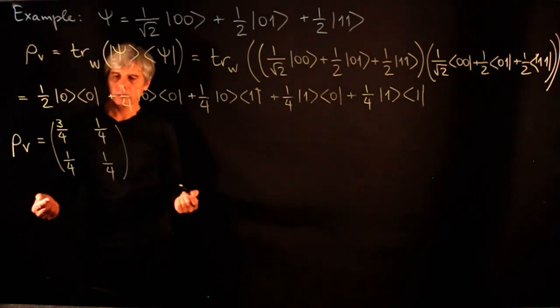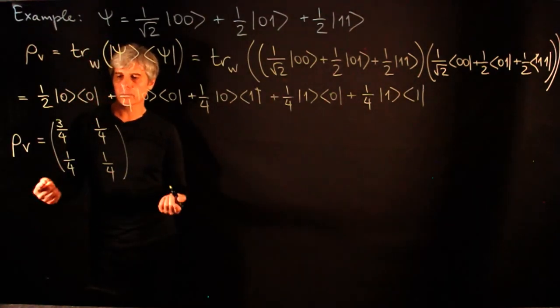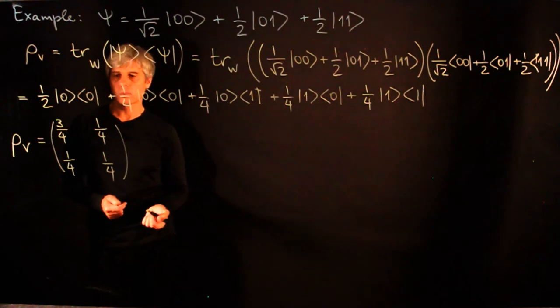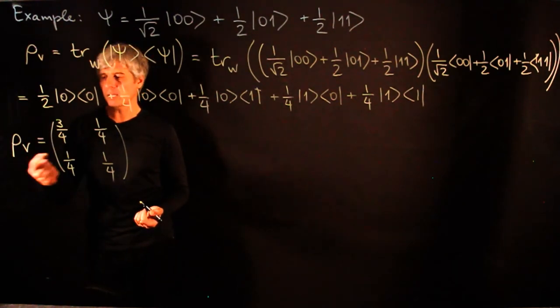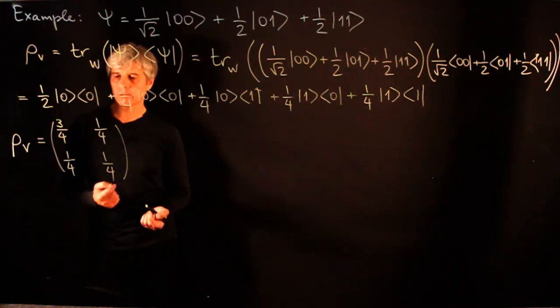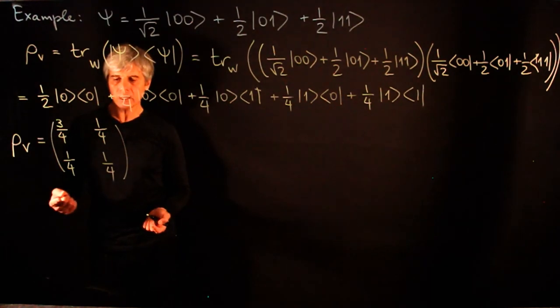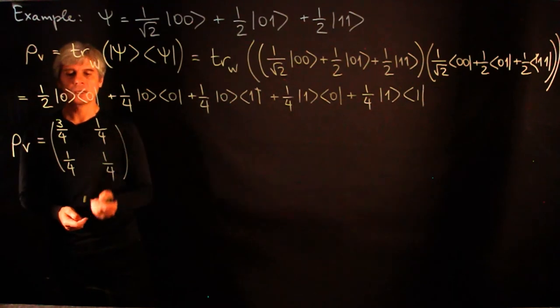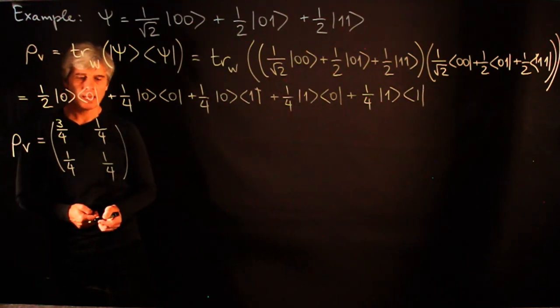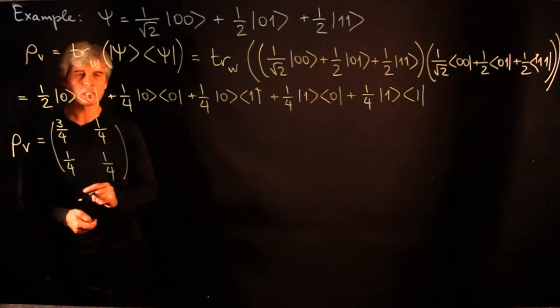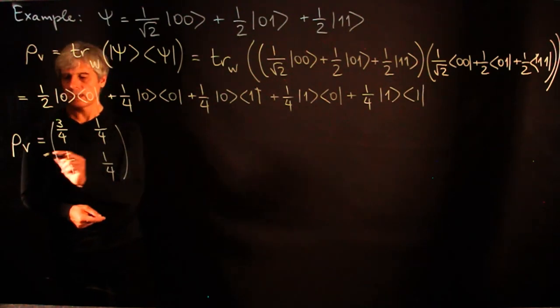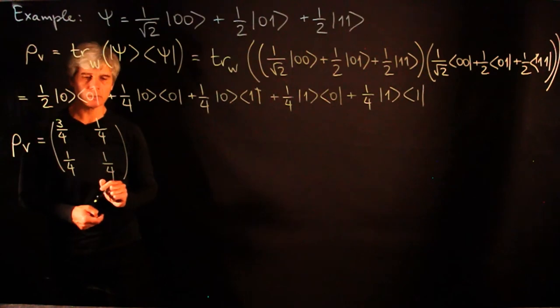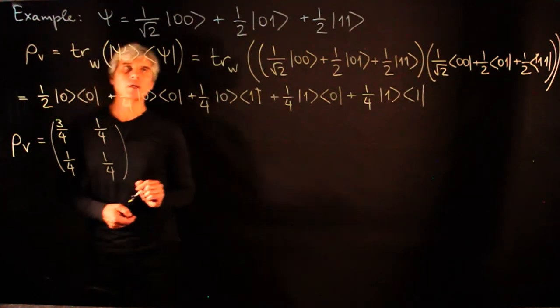Now, let us check consistency. What we know is that this matrix must be self-adjoint. And for real matrices, self-adjoint means symmetric. And indeed, here we have a symmetric matrix. We also know that the trace of this matrix is supposed to be 1. And indeed, this matrix has trace 1.